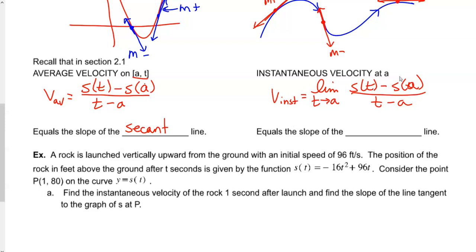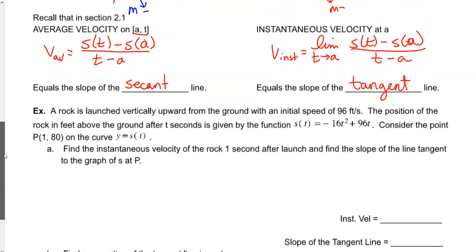If we end up finding the instantaneous velocity at a, that is the same as finding the slope of the tangent line at a. So you have to keep reminding yourself that those two things are equivalent in nature: the limit here to find the instantaneous velocity is the same as the slope of the tangent line, and the average velocity is the same as the slope of the secant line.